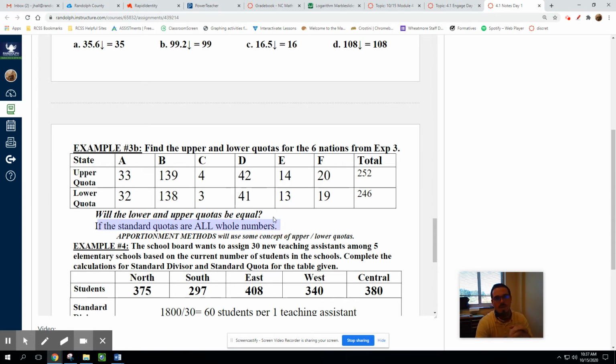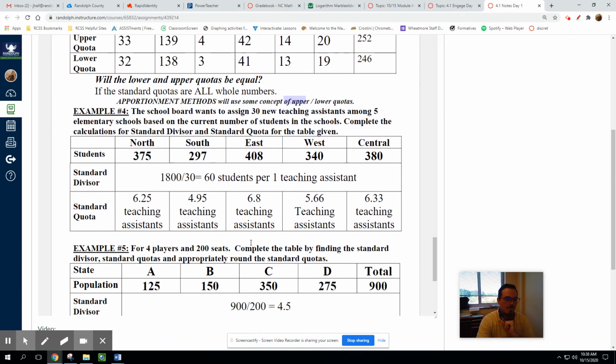This question basically states, hey, is there an opportunity for the lower and upper quotas to be the same thing? The answer is yes, if you have no decimals, period. No decimals means that when you do the upper and lower quotas, they should equal the same thing because there's no rounding involved. Now, the apportionment method means that we will use some concept of upper and lower quotas to meet the exact total. Let's see what I mean here.